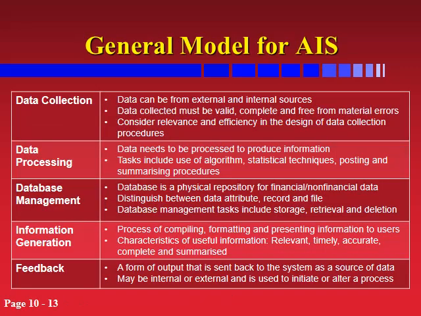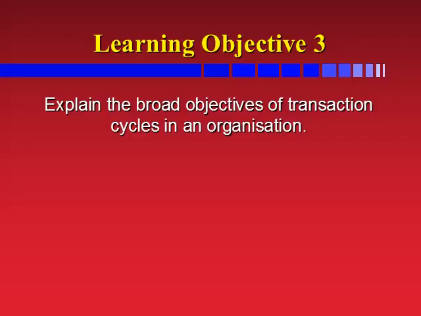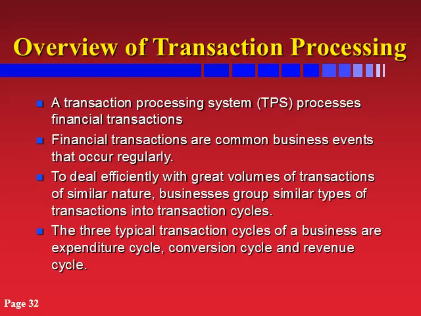This slide contains a summary of what we have discussed in the earlier slide on each component of the general model for AIS. Let's see if you've understood what you've heard so far. Try the question ahead. Now let's move on to the objectives of transaction cycles in an organization.